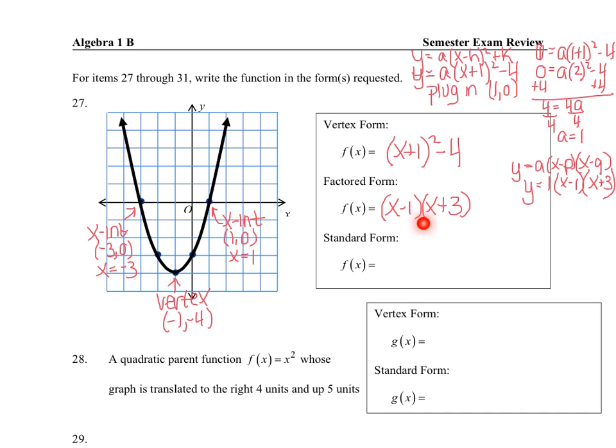And a common question is, does it matter which one comes first? And the answer would be no. Finally, to get standard form, I'm going to take my factored form and multiply it out. So I've got x minus 1 times x plus 3. Well, x times x is x squared, x times 3 is 3x, x times -1 is -x, and -1 times 3 is -3. So when I add the inside all together, we have x squared, 3x minus x, which is positive 2x, and then -3.